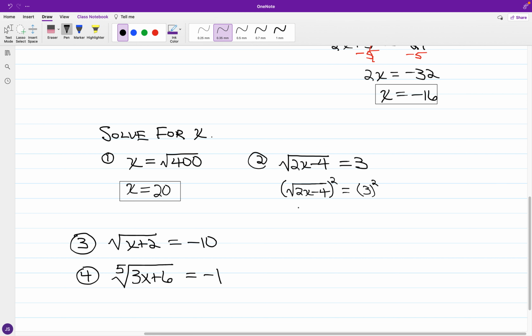Okay, so for what I have here, left-hand side becomes 2x minus 4. And we have 3 squared is equal to 9. Then we have our two-step linear equation. So I can add 4 to both sides. And so we're going to have 2x is equal to 13. Upon division by 2, we can either write it as a decimal, 6.5, or as the fraction 13/2.